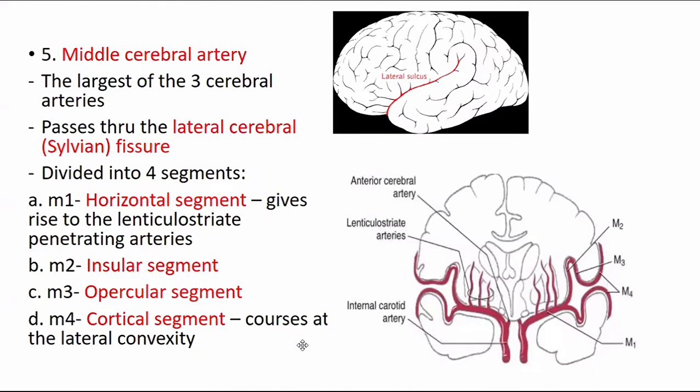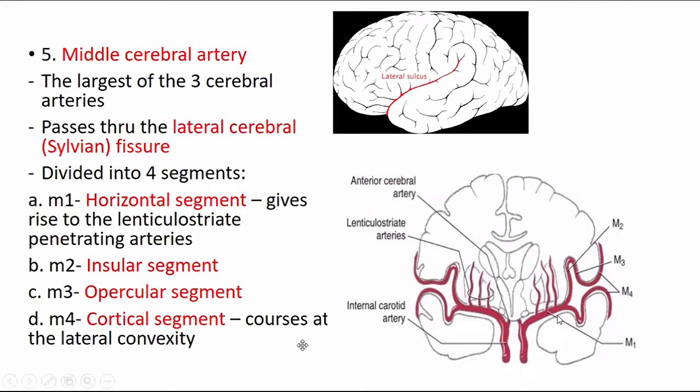Next is the middle cerebral artery. It's the largest of the three cerebral arteries. It passes through the lateral cerebral fissure, seen in this area. You can see this fissure readily when you look at a brain structure. It is also known as the Sylvian fissure. Now, it's divided into 4 segments. For your information, all the cerebral arteries, the anterior cerebral, the posterior cerebral, and the middle cerebral arteries, are divided into 4 segments. We have M1, M2, M3, M4. For the anterior cerebral, we have A1 to A4, and for the posterior cerebral, we have P1 to P4. I chose to discuss the segments of the middle cerebral artery.